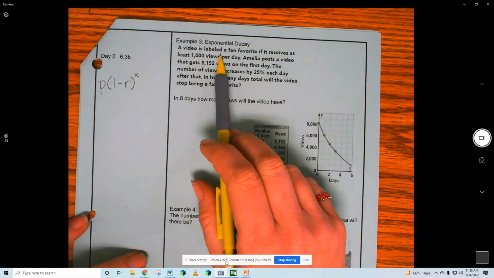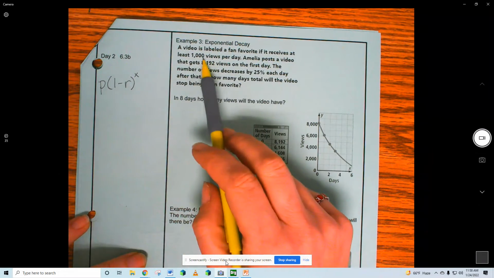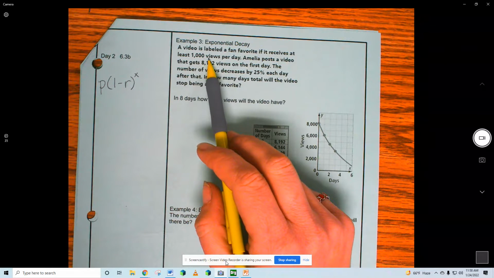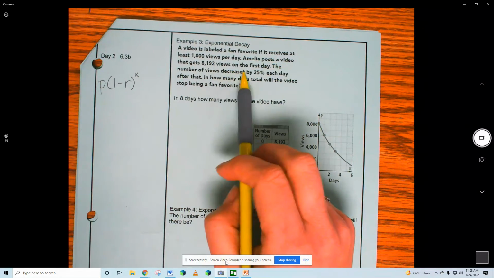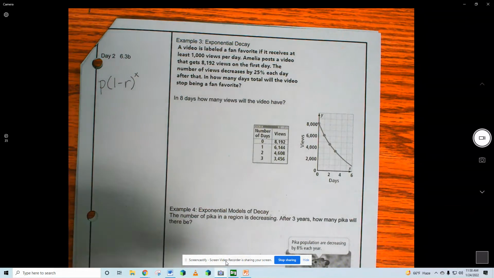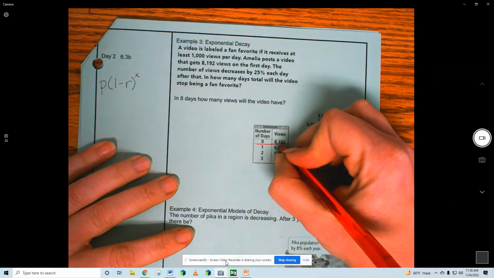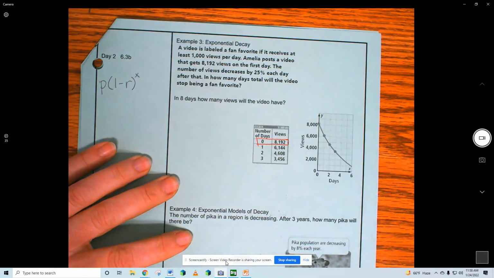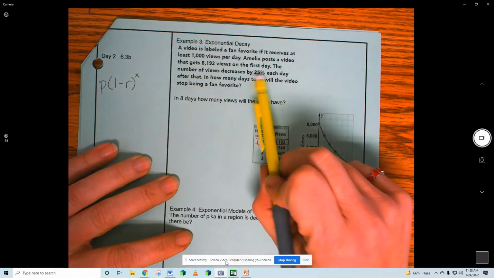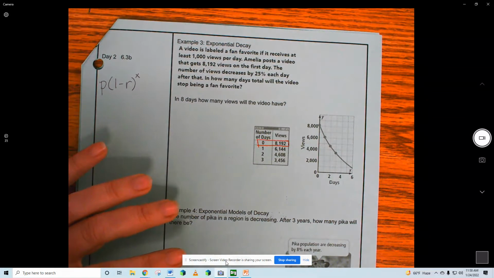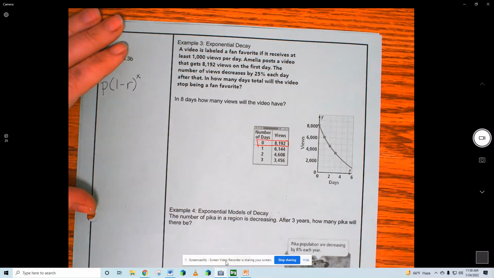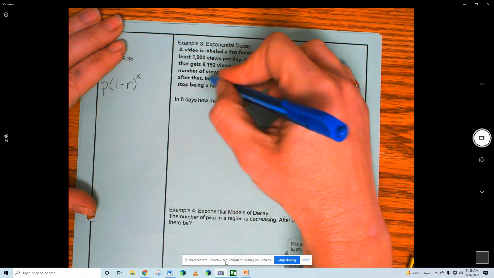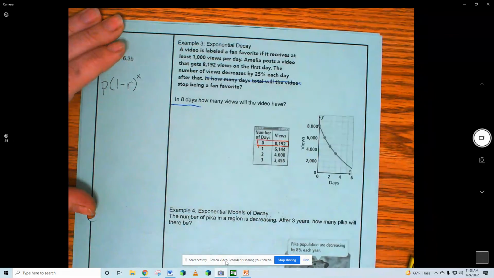A video is labeled a fan favorite if it receives at least 1,000 views per day. Amelia posts a video that gets 8,192 views on the first day. So there's my y-intercept. 8,192 views this first day here. The number of views decreases by 25%. Okay. How many days will the video stop being a fan favorite? And my main question is in 8 days. So I'm really asking, not in how many days, I'm saying in 8 days.